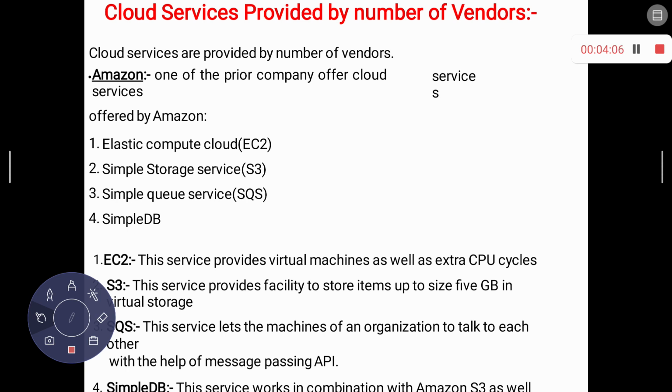S3 represents Simple Storage Service. The purpose is storage. Whatever data is there, this service provides the facility to store items. How much data can be stored? 5 GB, on virtual storage. Now this data is going to be stored in a cloud.